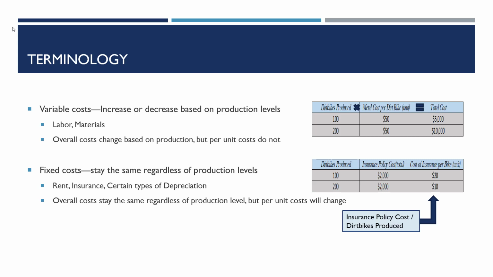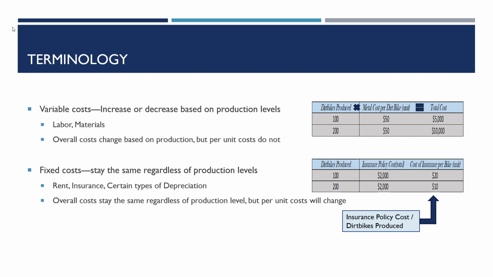If you're making dirt bikes, the more dirt bikes that you make, the more metal you're going to have to produce those extra dirt bikes, which means you're going to have a higher material cost. If you have laborers who are hand building those dirt bikes and you're making more dirt bikes, they have to work more hours. You're going to have a higher labor cost. So the overall cost of producing that particular product increases when production of it increases. It decreases when production of it decreases. And while the overall cost changes, the per unit amount does not change.